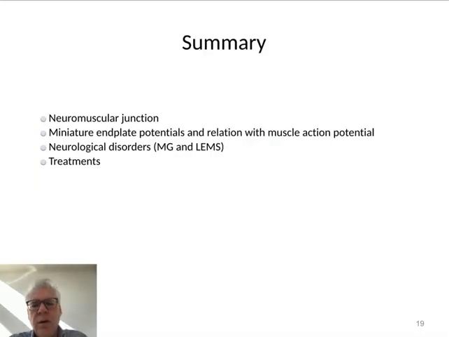In closing, we discussed the neuromuscular junction, we discussed miniature end plate potentials and the relation with the muscle action potential, and very shortly addressed neurological disorders like myasthenia gravis and Lambert-Eaton myasthenic syndrome. More details are in the book, and we touched upon some treatments.